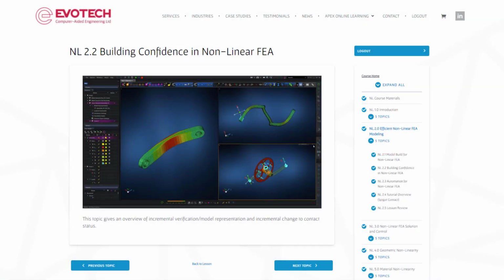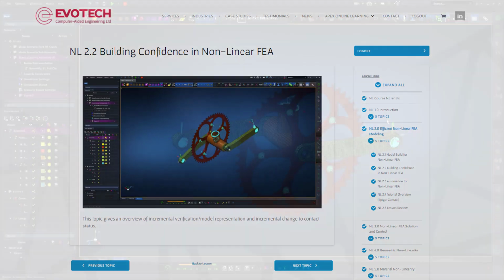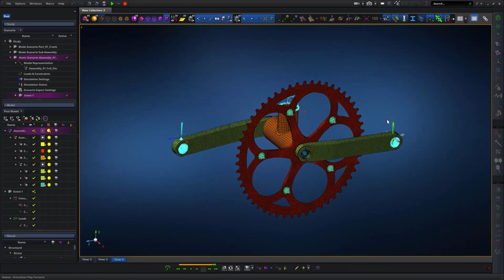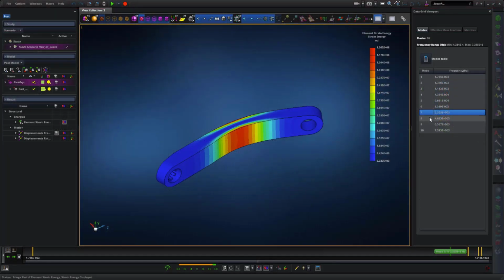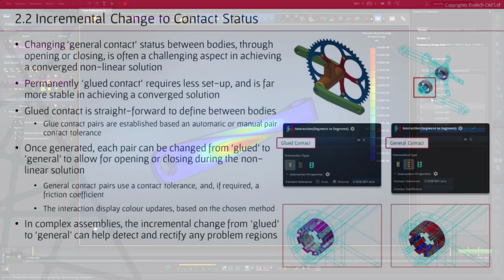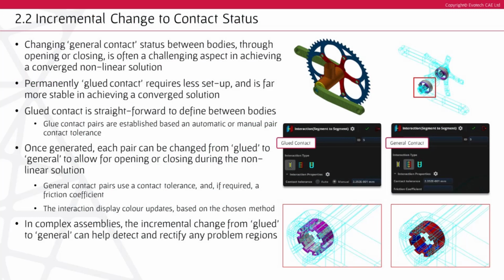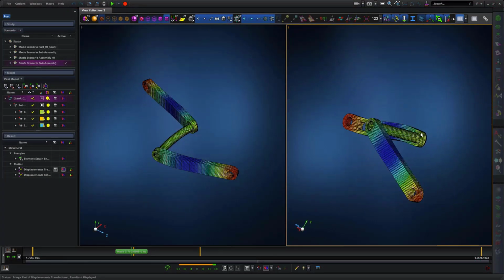Non-linear models can be complex, both in terms of the model build and solver setup, but also the type of non-linearity that is being represented. Apex allows incremental verification using the embedded linear solver to ensure appropriate response before switching to MSC Nastran for non-linear analysis. Equally, non-linear aspects such as geometric, material and/or contact can be incrementally added to the solution, ensuring a robust build and simulation approach.